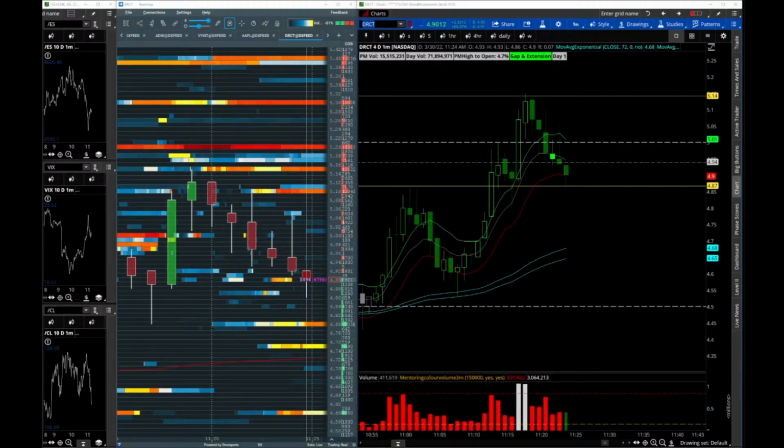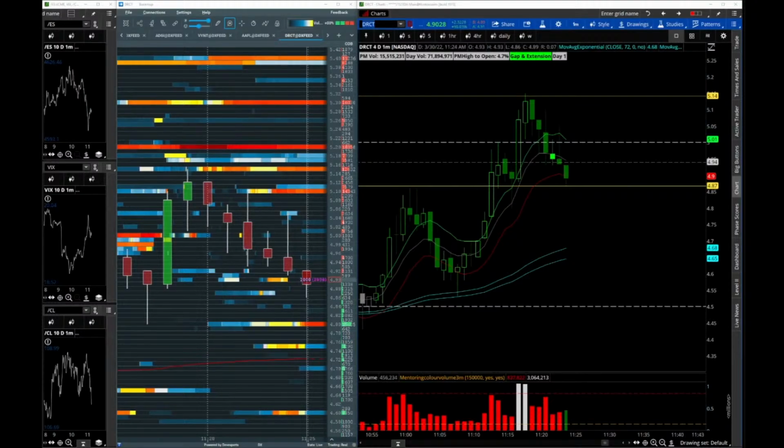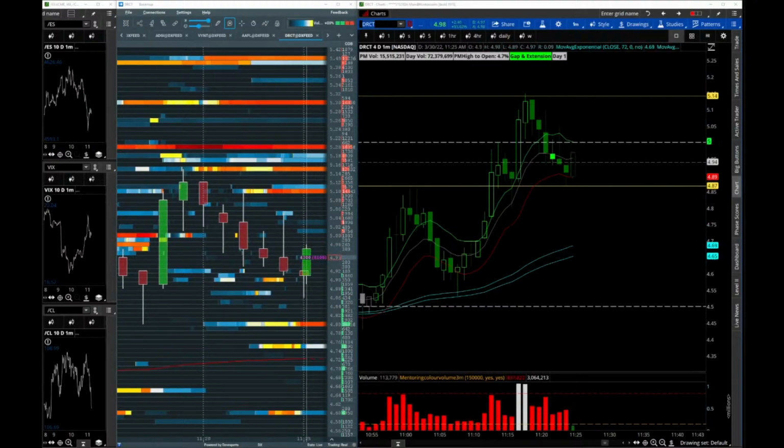Let's see if we can push it a bit more. 4.90, we need to see a support. So we're buying the dip over here. Very tight risk, with 4.89 risk, break even. Okay, a little bit better, 4.93. There we are.